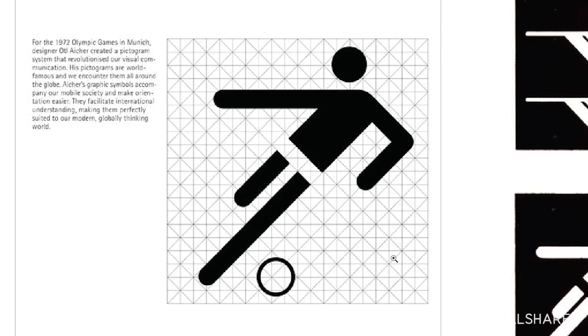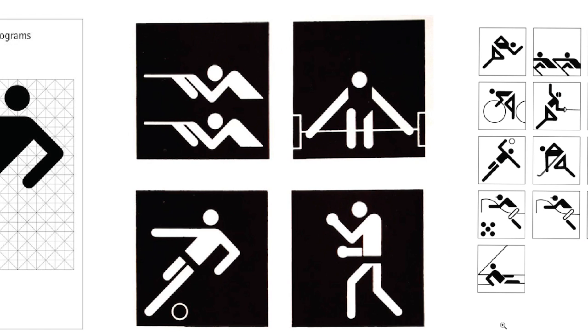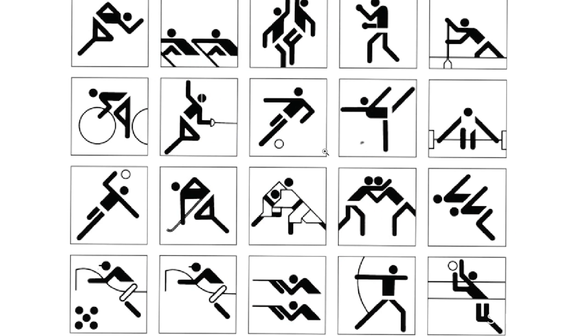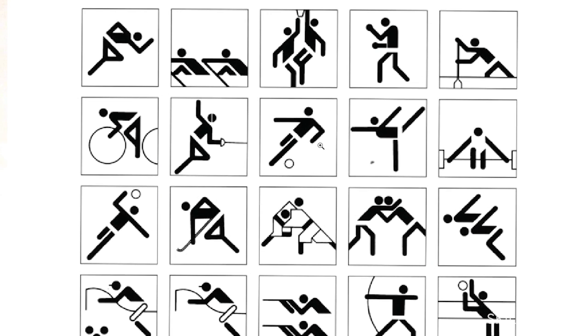For example, in this Otto Aicher's work from the '72 Olympics, you can see squares as well as diagonal lines, and he plays this game within this field. And you can get very consistent outcomes. As you can notice, all the lines are either 45 degrees or 90 degrees or 0 degrees. This shows how flexibly grids can be used.